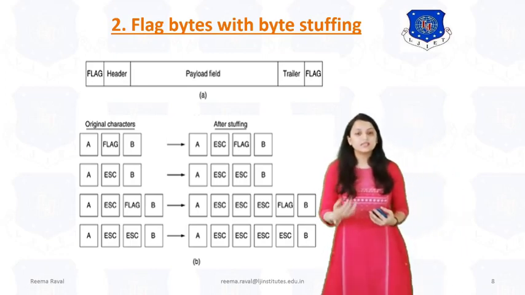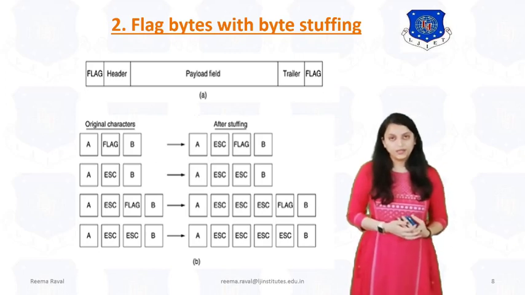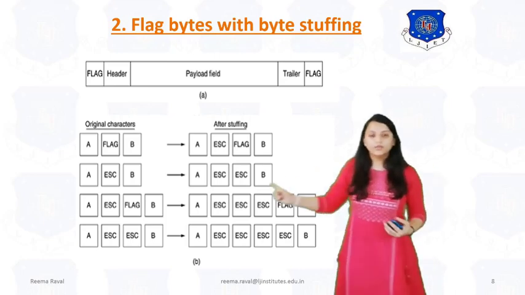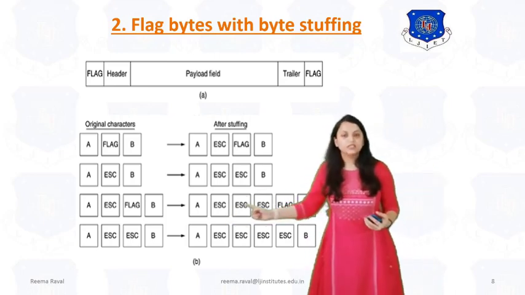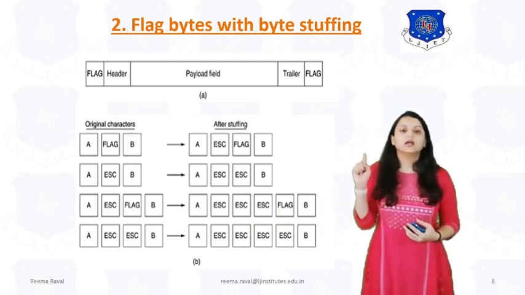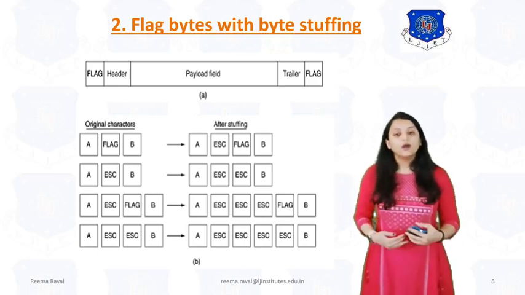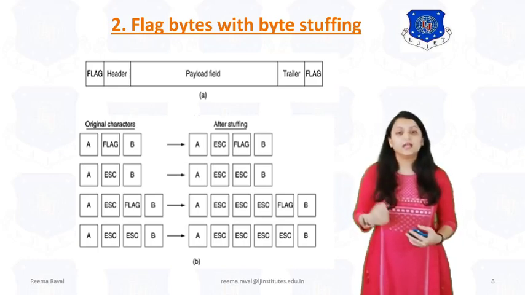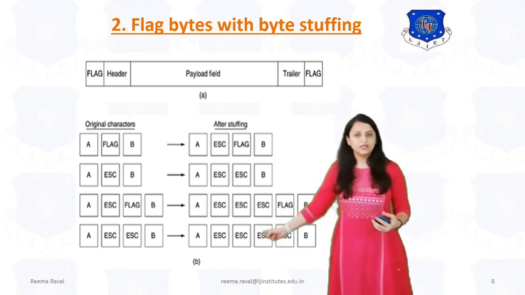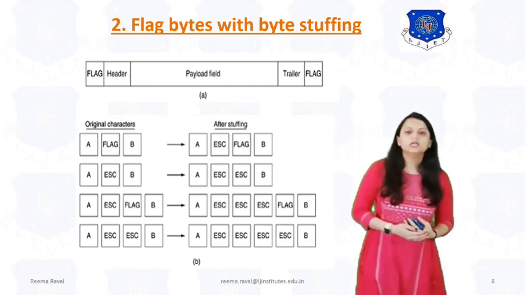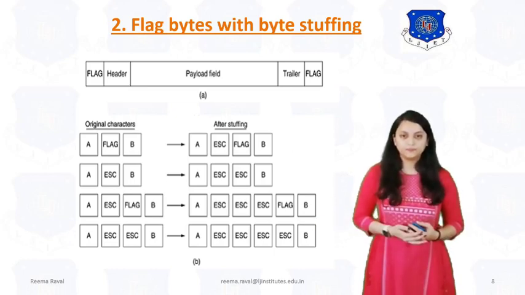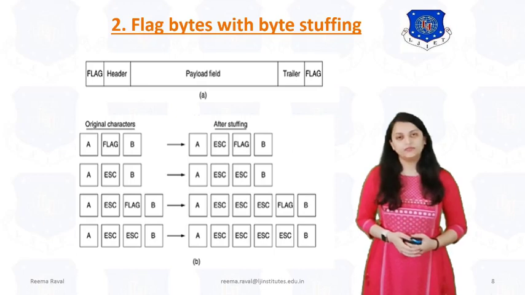Next, what if escape and flag both are in the data? Then we need to use another two escape flags, two accidental flags, one for the escape data and another escape for the flag. That means now we need to use three escape flags and one flag as the data. Now what if two escapes are there as the data? So we need to use another two escapes, one for each escape data. So in total, after stuffing, we will have four escapes in between A and B. So these are some cases for byte stuffing.